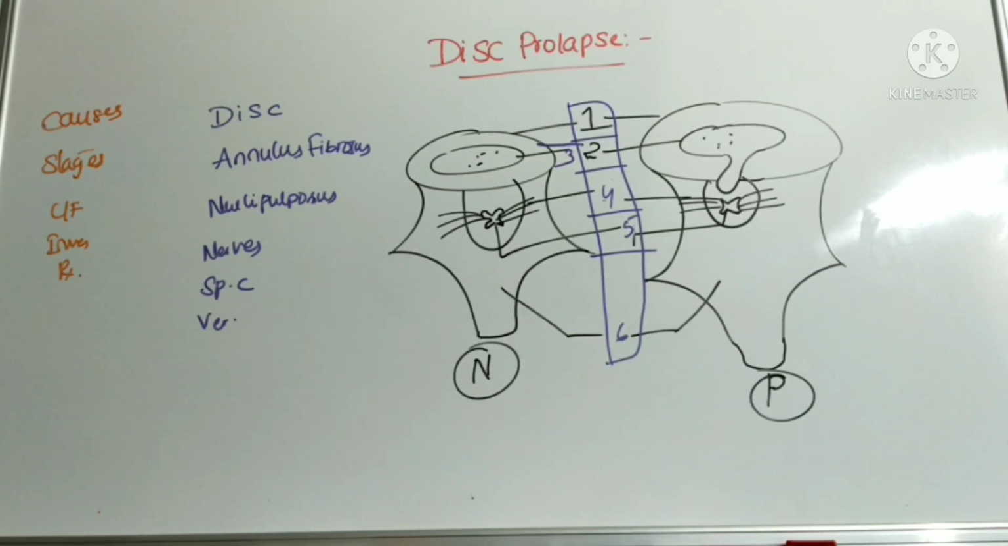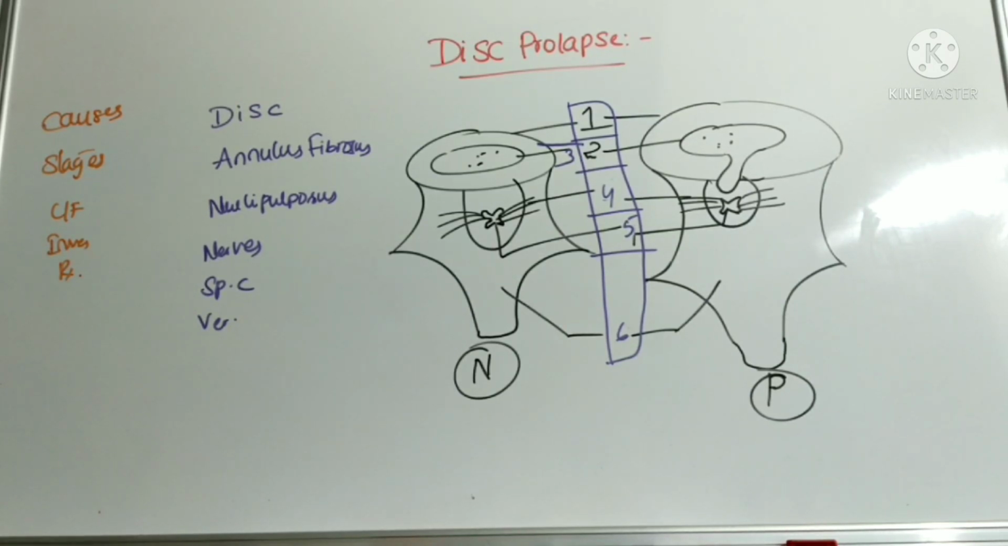Next, you have to advise physiotherapy and surgery. Regarding surgery, laminectomy, rhizotomy, and discolysis are the most commonly seen surgeries for disc prolapse. This completes the complete details regarding disc prolapse.